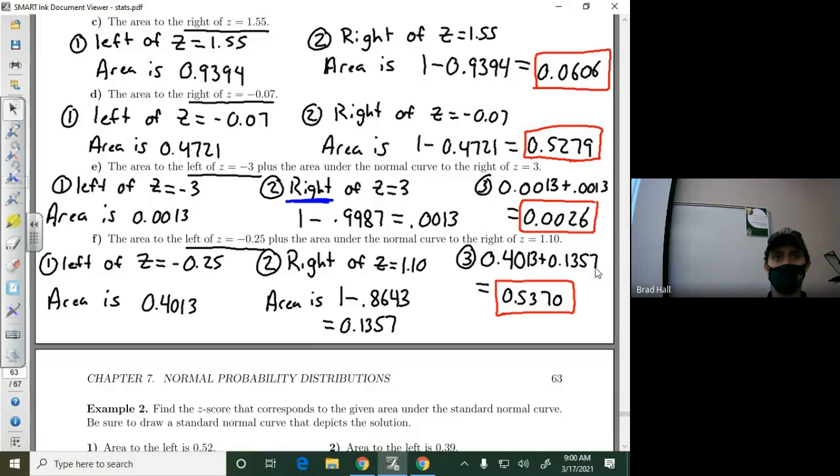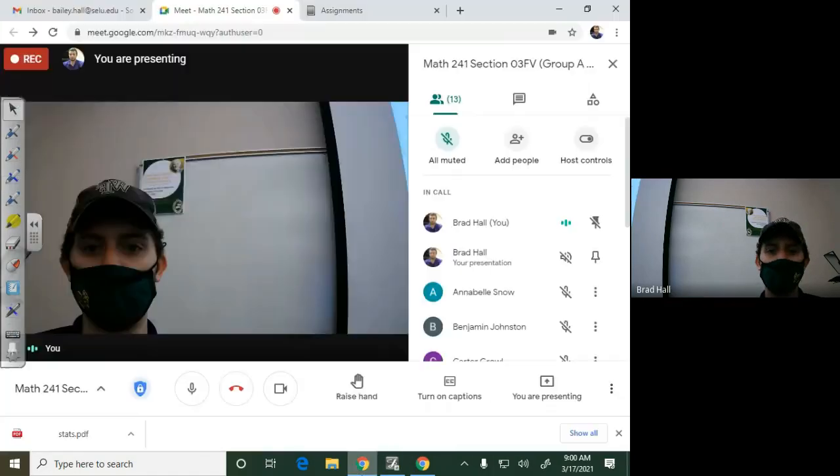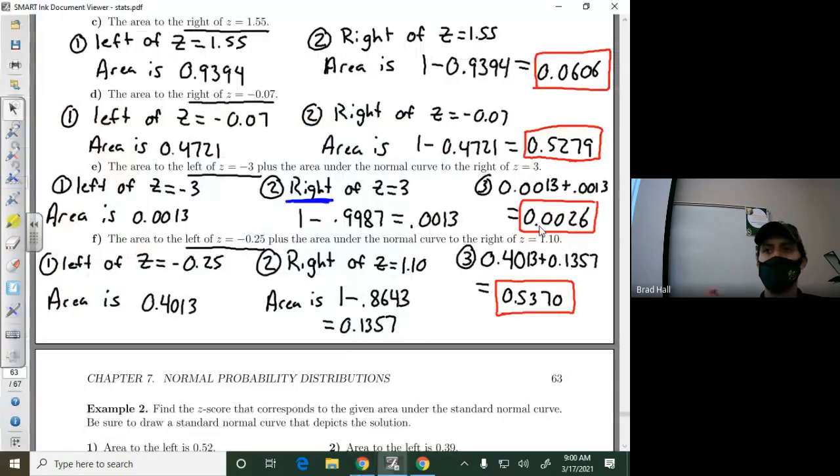So pretty simple stuff so far. So that's the first fifth of the homework here. So let's look at some other problems, unless anyone has any questions before I move on.